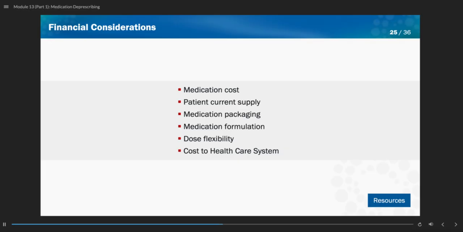Another example would be a patient that's currently taking a combination medication, such as a medication that contains both sitagliptin and metformin combined into one tablet. You may have to send prescriptions for these two medications separately rather than continuing the combination tablet in your efforts to deprescribe. This could present an additional cost as the patient would be paying for two different medications, which could be an additional copay compared to the combined formulation.